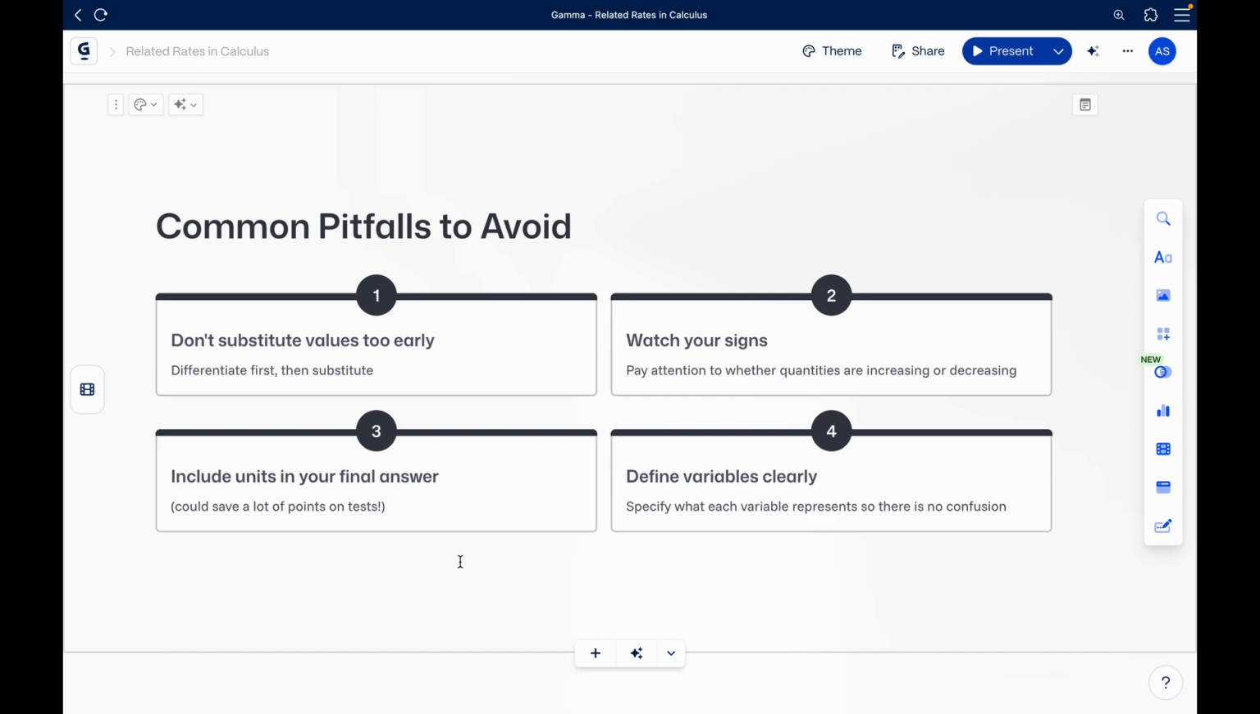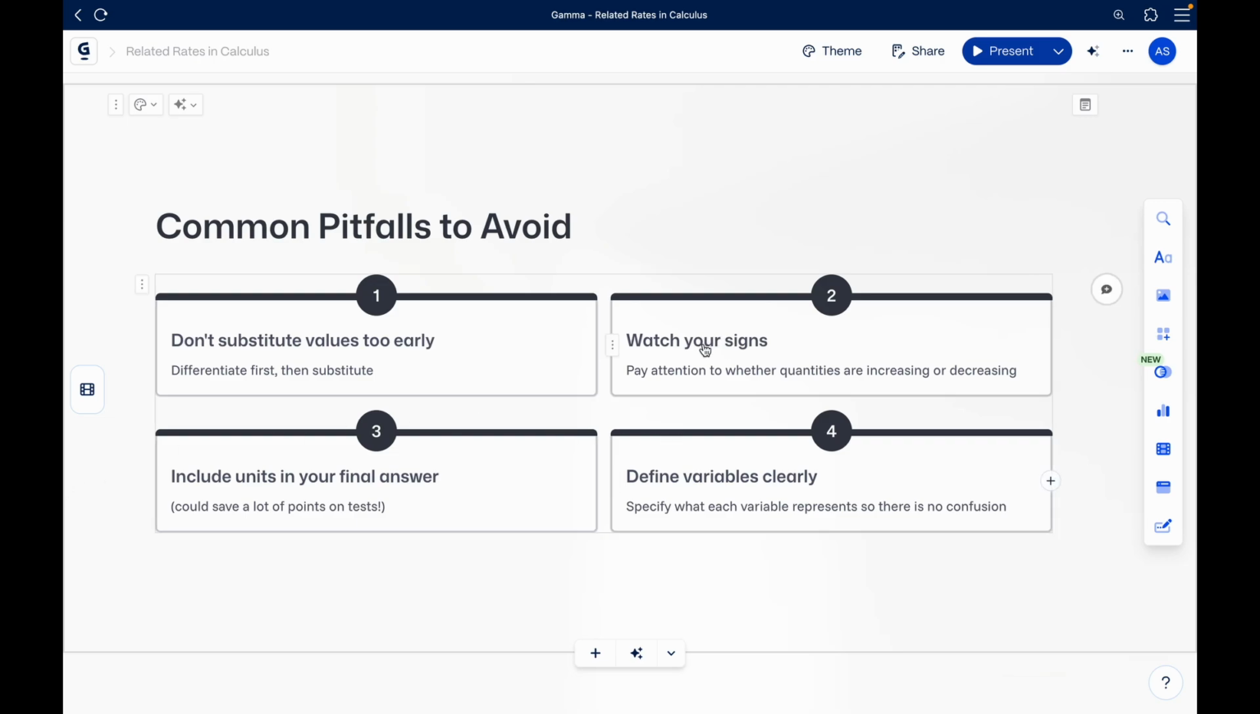Here are a few common mistakes that I've seen a lot of people make, and I've made a lot of these myself too. The first is, don't substitute values too early. First, you have to differentiate everything and simplify. Then you can substitute all your values and use a calculator probably to figure out the rest.